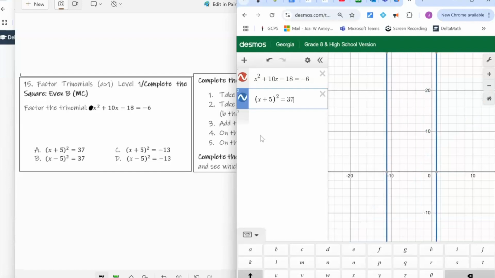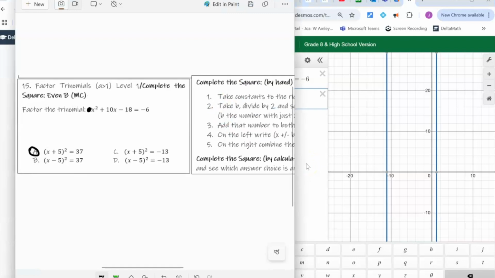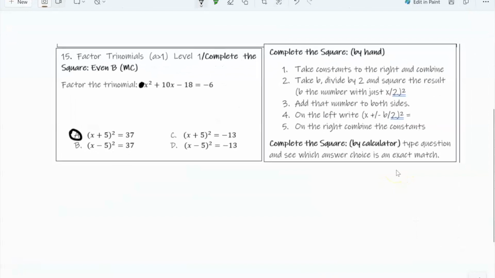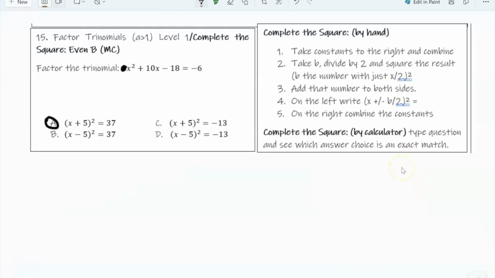So there's my first one matched. All right, so my first answer should be A. Now we're going to go ahead and do it by hand. That's how I use the calculator, but doing it by hand is also pretty quick. So we're going to go ahead and knock that out.